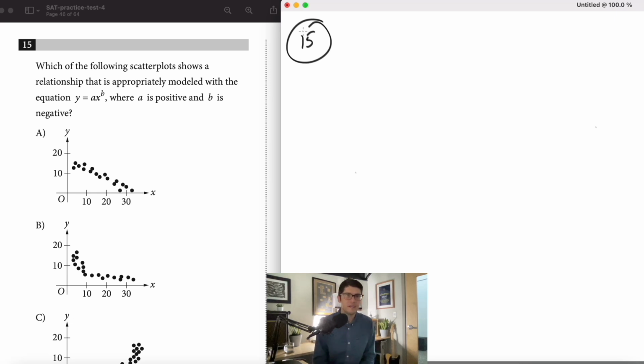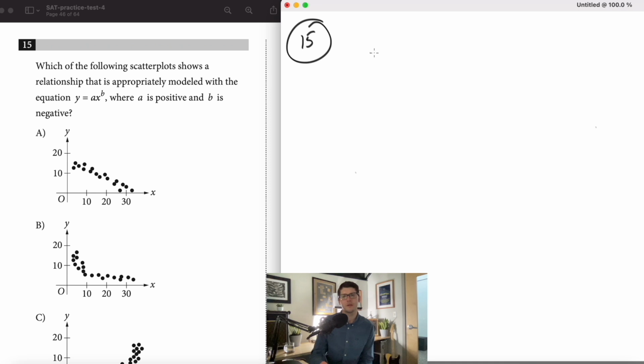Okay, folks, looking at number 15 on practice test 4, not a traditional question for picking values, but certainly one that can be very helpful here. It says A is positive and B is negative. So what I would do here is I would just see what happens if I put in X and Y values.